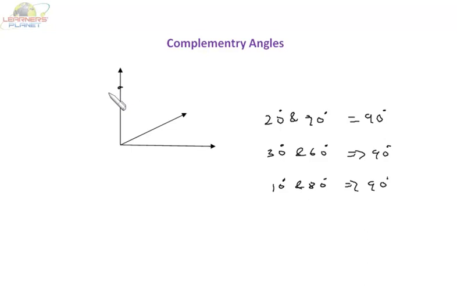Suppose I have this figure with me. It's A, B, C, and it is O. Here angle AOC, this complete angle, is 90 degrees, isn't it? So AOC is a right angle, and angle AOB plus angle BOC is 90 degrees. So we call angle BOC and angle AOB complementary angles.